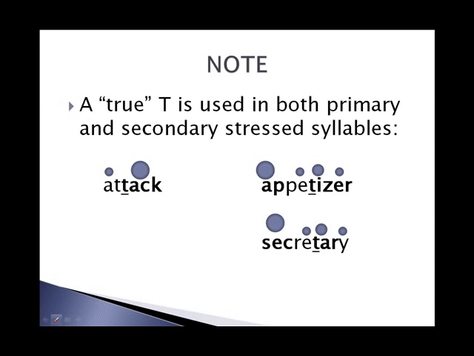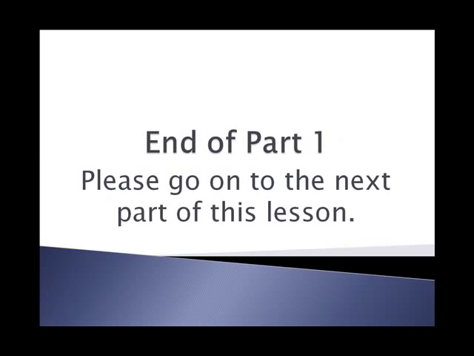Appetizer and secretary are longer words. They have both primary and secondary stress. Primary stress is at the beginning of these words, but the T still falls on a stressed syllable. It's secondary stress. A little weaker, but still stressed. That's why it's still a true T. And we say appetizer, secretary. End of part 1. Please go on to the next part of this lesson.